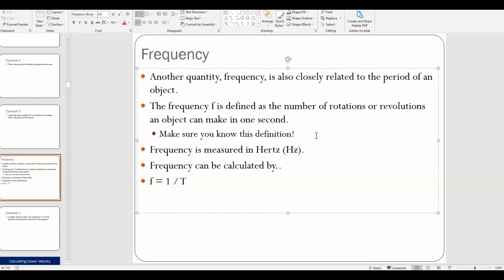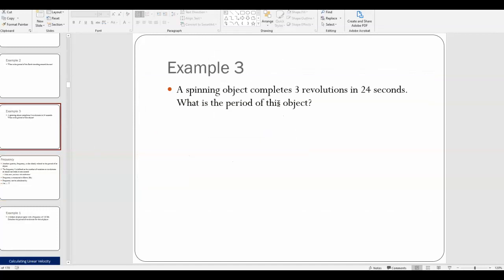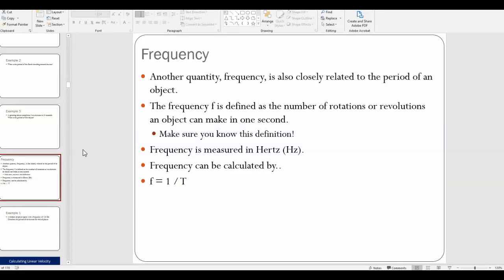So for example, let's go back to the last one, where it's 3 revolutions in 24 seconds. So the period was 8 seconds. That means it takes 8 seconds to go around 1 time. So how many times does it go around in 1 second? Well, that would be 1/8. And so frequency is the inverse of period, and you can calculate frequency using the equation 1 over T, where of course capital T is a symbol for period.